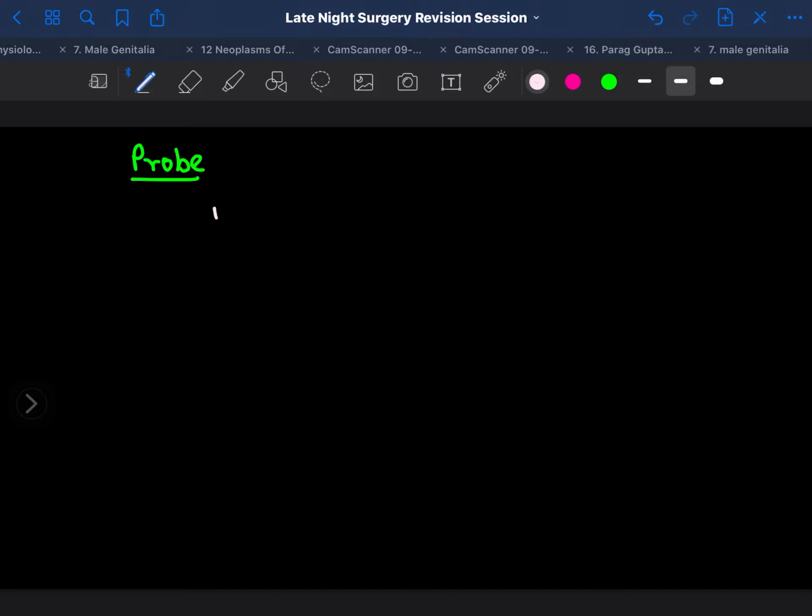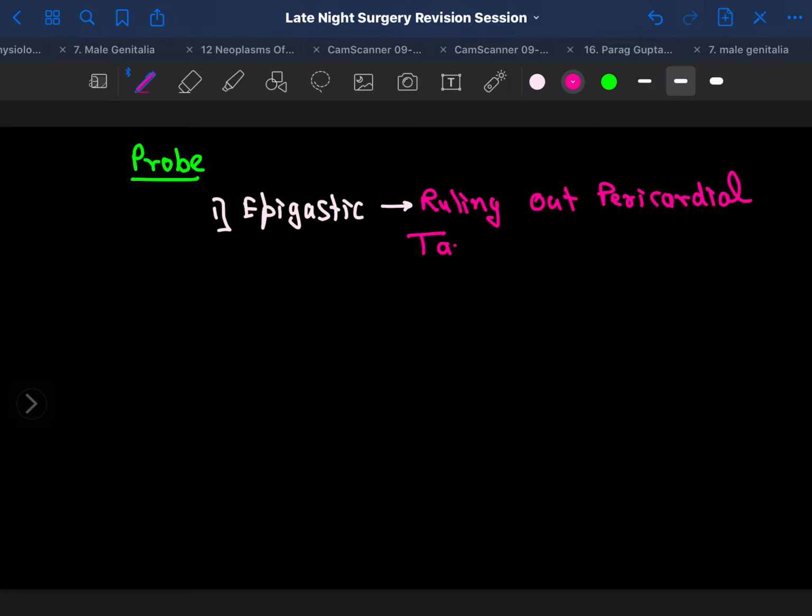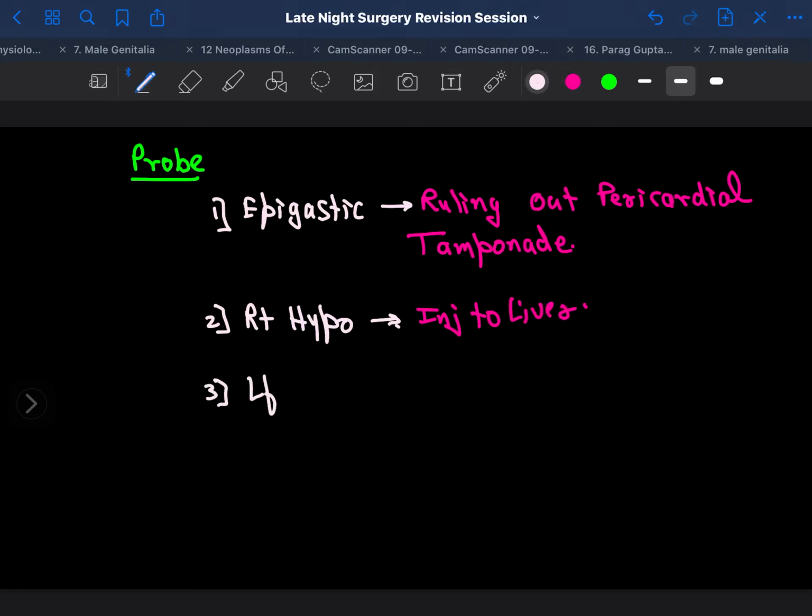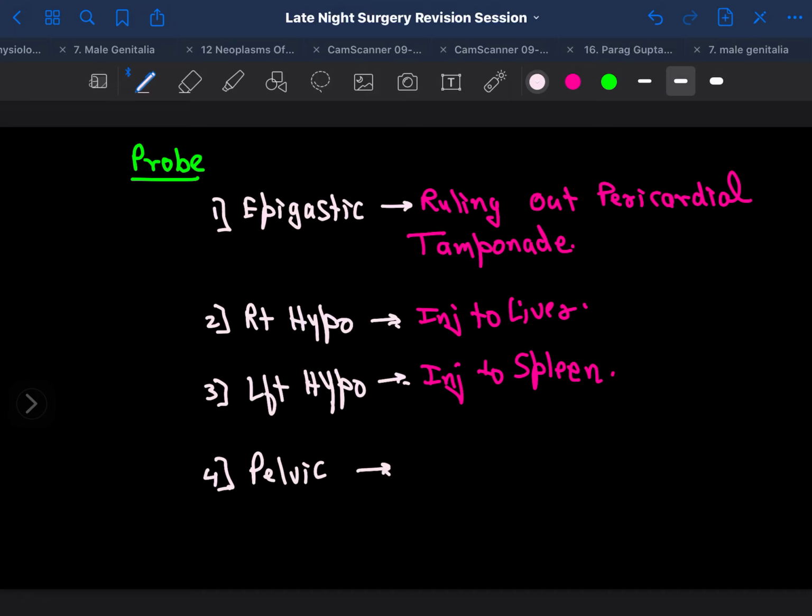In the FAST, the probe is to be kept in the epigastric region. When you keep the probe in the epigastric region, what are you looking for? You are basically ruling out pericardial tamponade. When you keep the probe in the right hypochondrium, you are ruling out any injury to the liver. When you keep the probe in the left hypochondrium, you are ruling out any injury to the spleen. When you keep the probe in the pelvic cavity, you are basically looking for any pelvic collection.